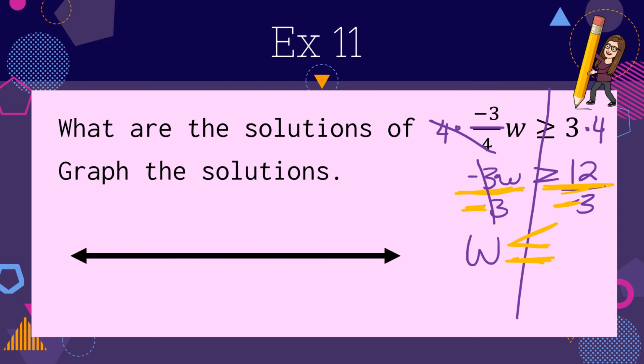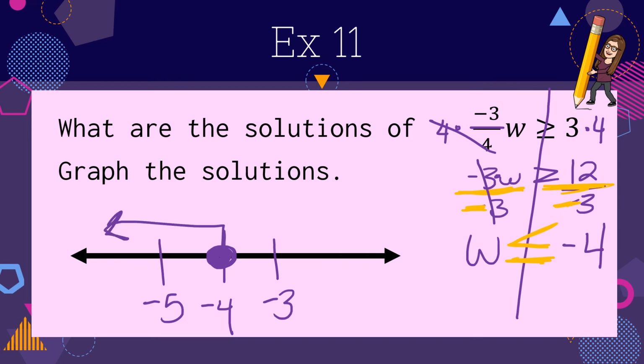I've got 12 divided by negative 3, which is negative 4. That's it for the rule. It's not difficult to use, it's difficult to remember. So don't let that get away from you. All right, negative 4 in the middle, 1 on each side, closed dot on negative 4, and it says w is less than, so I'm going to go left.